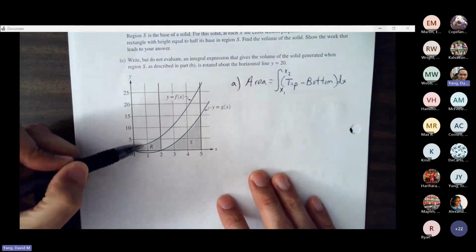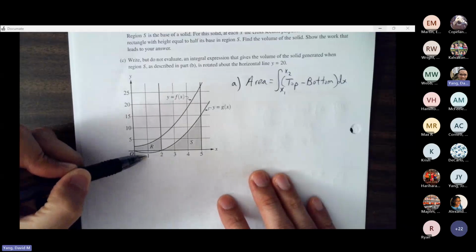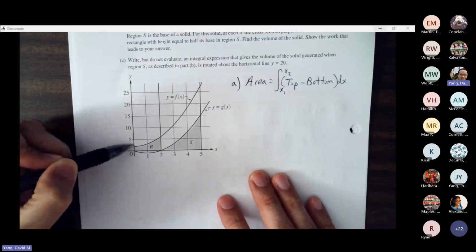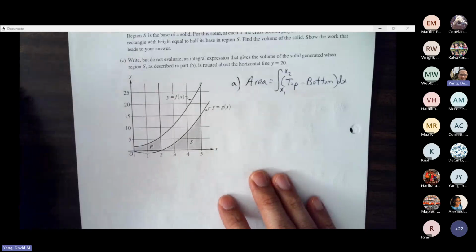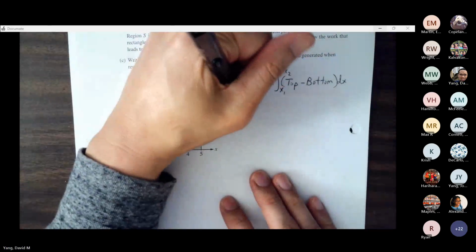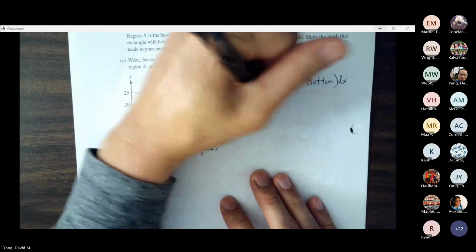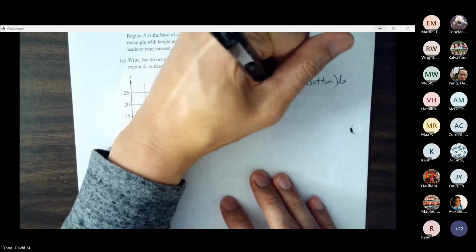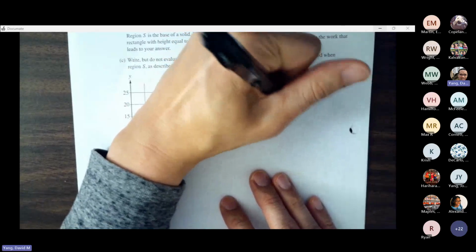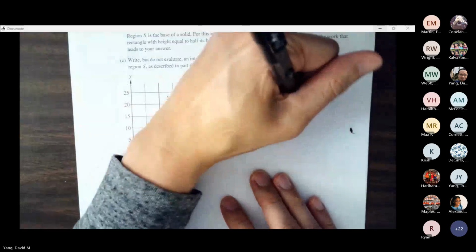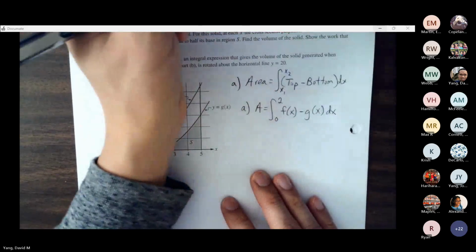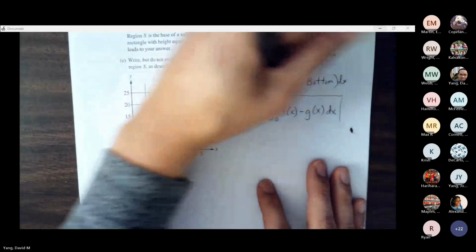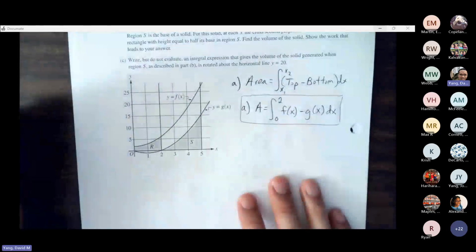So the top is the f, the bottom is the g, and then we're just moving from the left bound of 0 to the right bound of 2. And it's just asking us for the setup. That's enough for part A.